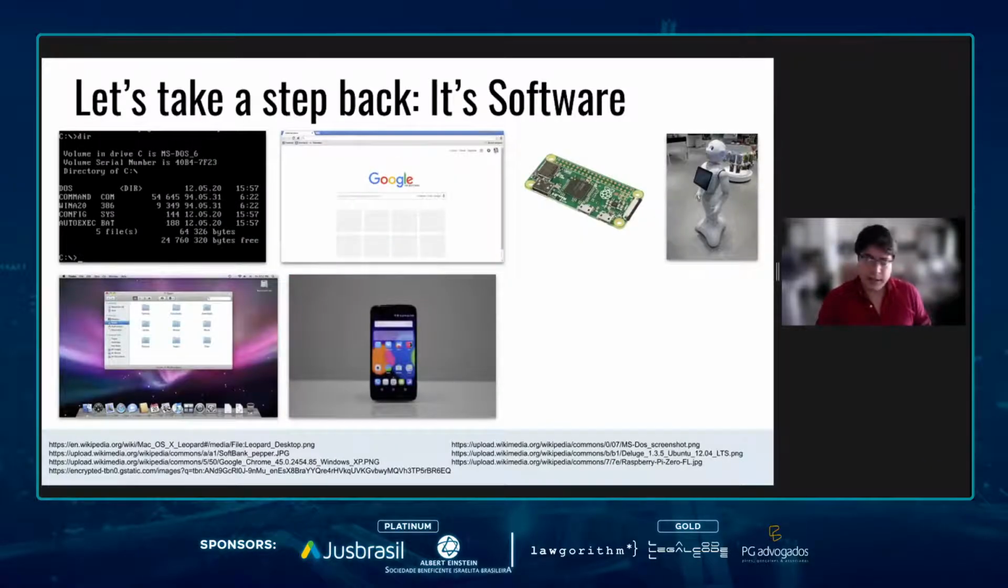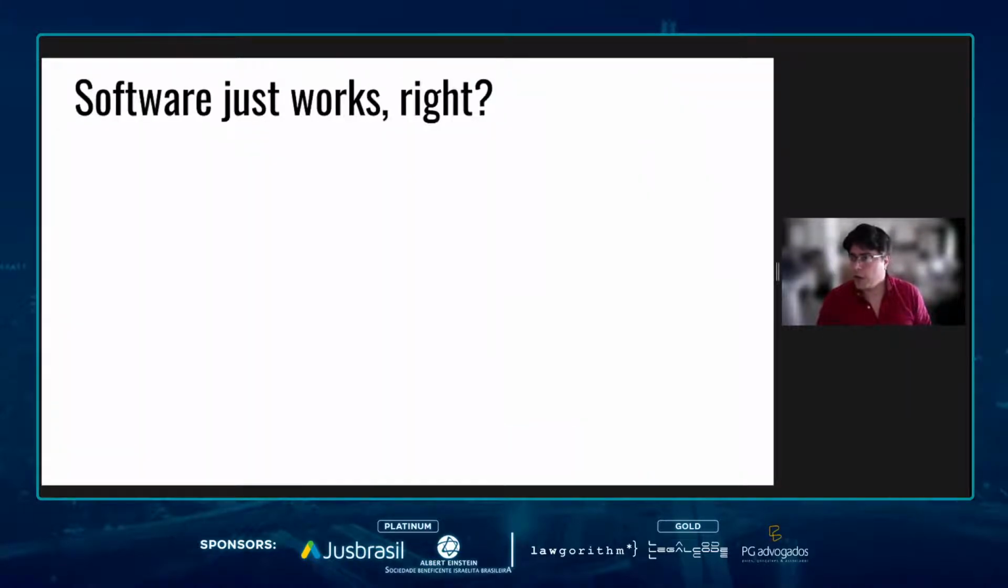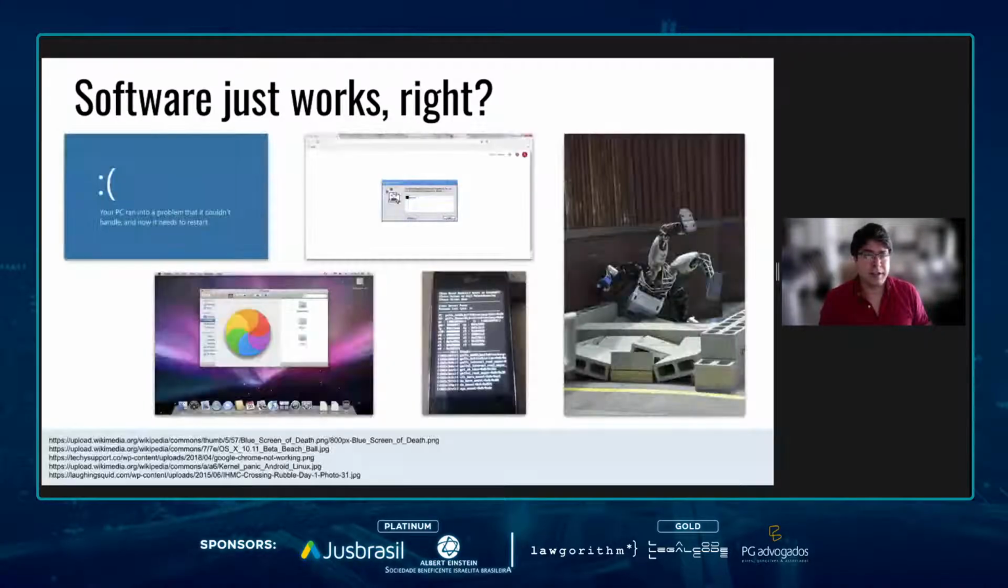However, let's take a step back. Let's first consider that AI is first and foremost software. And we've been writing software for decades, from all sorts of different types of user interfaces to embedded software to robots. And we all know that software works. We've been doing this for decades, but indeed it doesn't. Even the simplest of software ends up with numerous bugs.